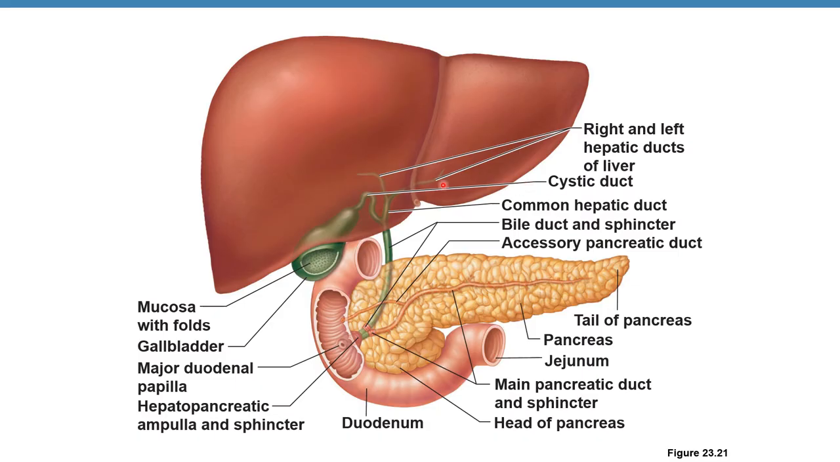Okay, here's this diagram again, right? So here's our right and left hepatic. This is common hepatic, cystic, and bile duct.